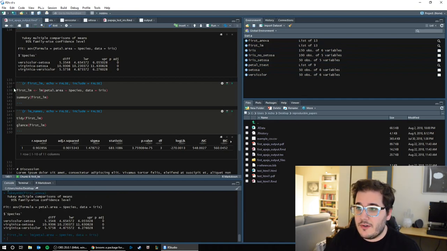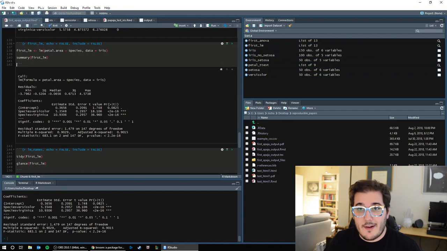We have first_lm, first linear model. And if we run the summary of that, we get all the data for the linear model that we just ran. So here we have our coefficients, we have our estimate, so this is beta, right? For the intercept it's 0.36, for species versicolor it's 5.3, for species virginica it's 10.93, which means that your reference species is going to be setosa, right? It's the one that's not there. So this is very similar to SPSS output.